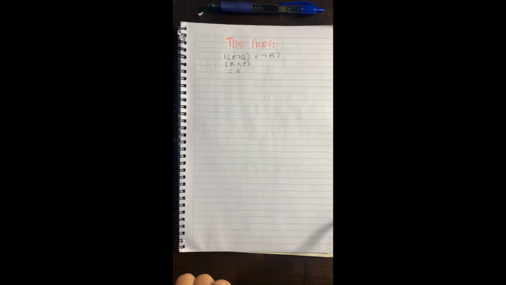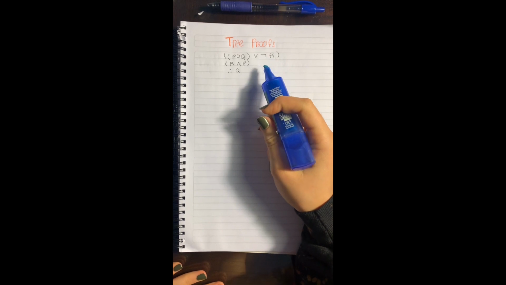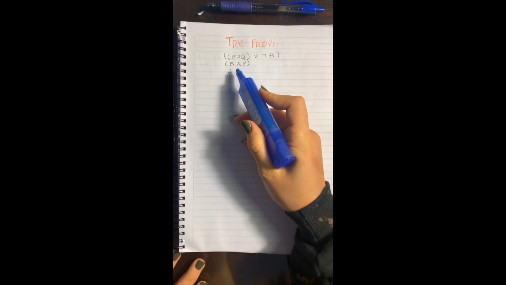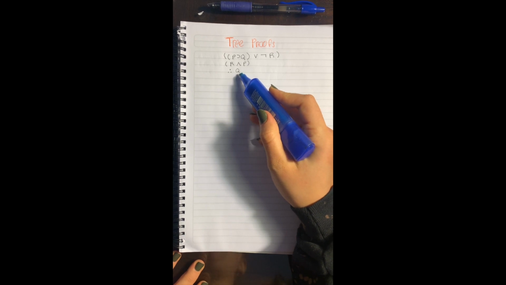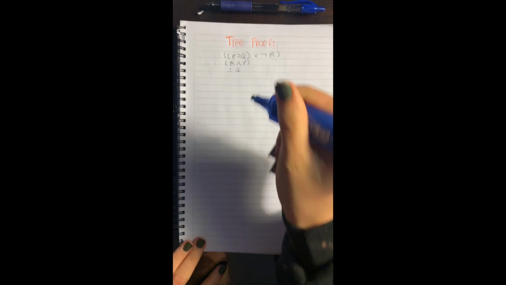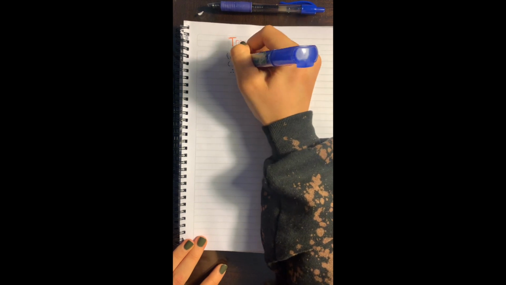So for these tree proofs, we have two premises. Our first premise is P, then Q, or not R. And the second premise will be R and P. And we have to prove Q. So for tree proofs, the first thing we need to do is look for the main logical operator so we know where to start. So we have an OR and an AND.